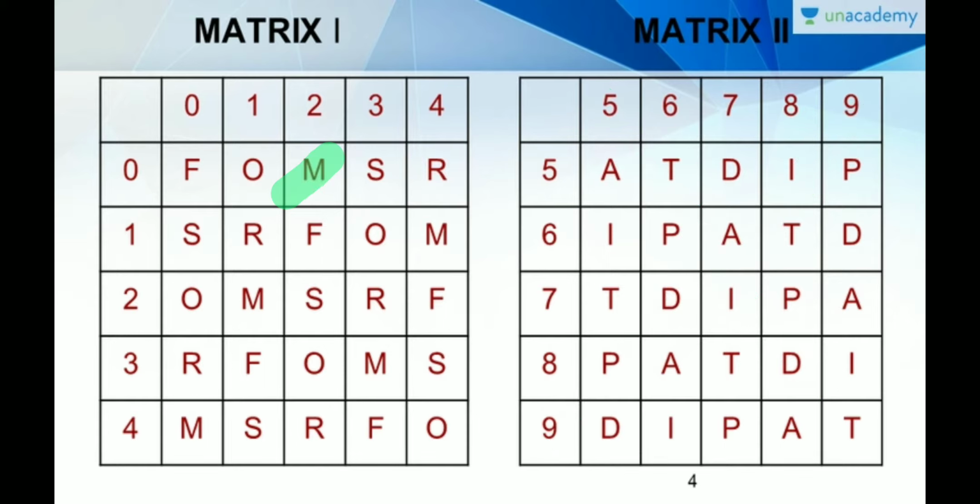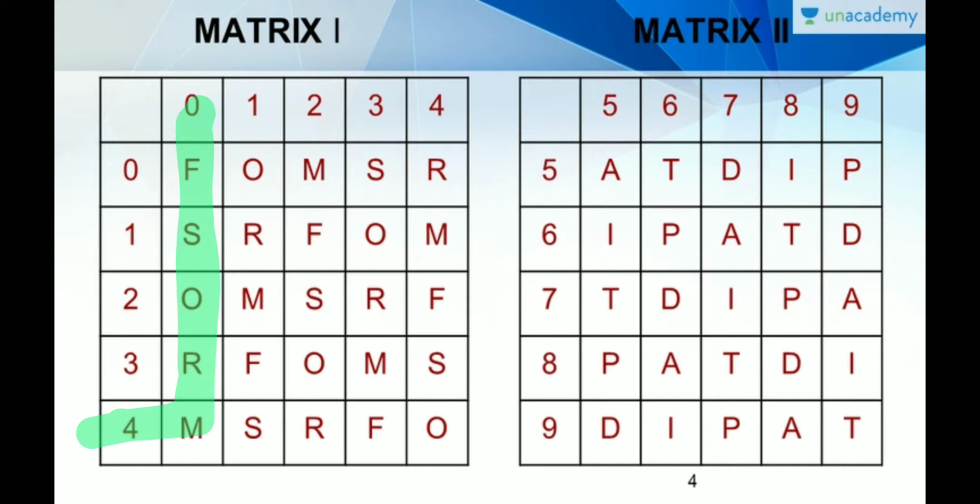Fine. Now see here, M. How will we solve this question? We have to find out the code, the place, the number for this M. Here it is 0 and here it is 2, so 02 will be the first coding for M. The next probable coding can be 14, the next is 21, then 33, and the last one is 40. So these are the coding words for M.